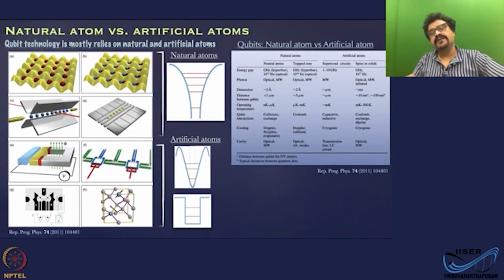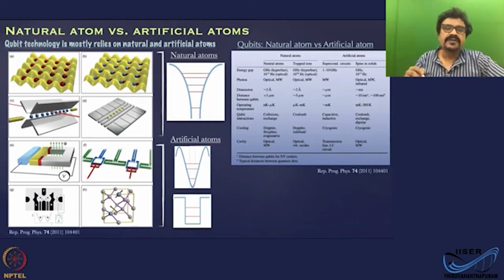Just like what we discussed in the previous lecture, the current qubit technology revolves around atoms or atomic physics. There are two kinds of atoms that we deal with in this context. One is a natural atom, another one is an artificial atom.